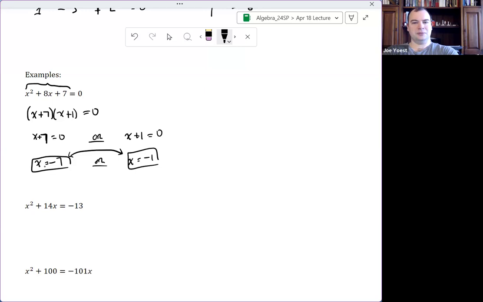These are my two solutions. I can plug in up above: -1 squared is +1, plus 8 is 9... rather, 1 plus 7 is 8, and then 8 times -1 is -8, so 8 minus 8 is 0, that does work. -7 squared is +49, plus 7 is +56. 8 times 7 is 56 as well, but 8 times -7 is 56 with a negative. -56 plus 56 is 0, so that works as well. So my two solutions are -7 and -1.